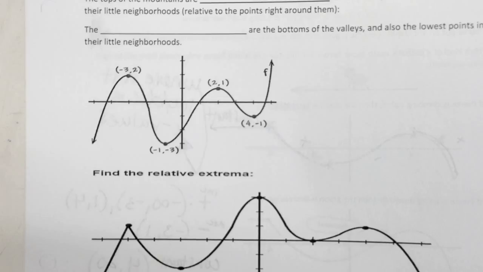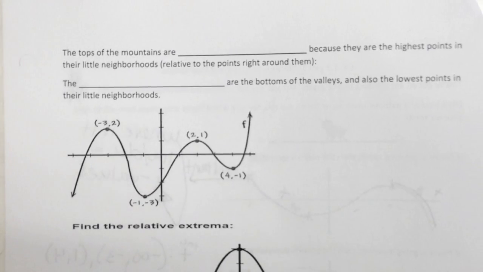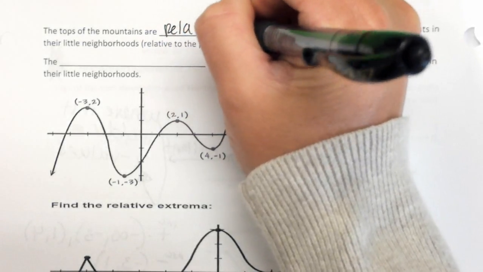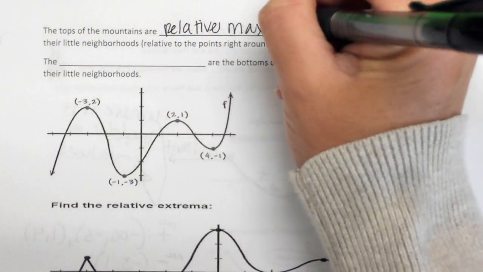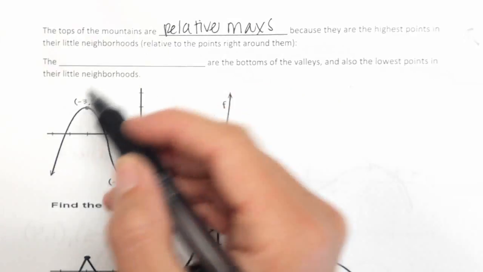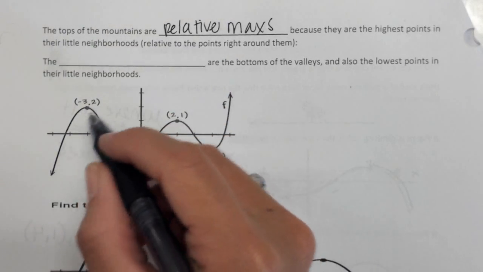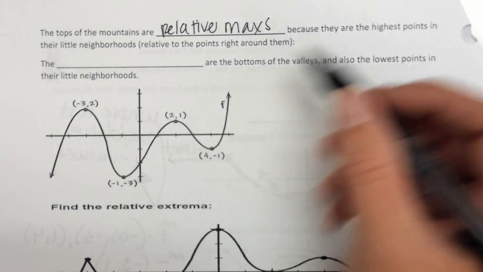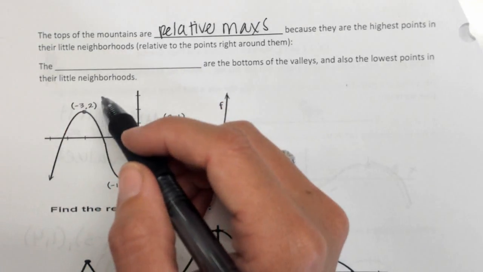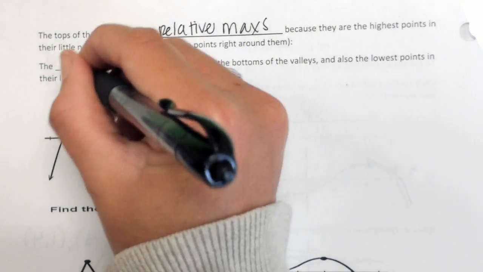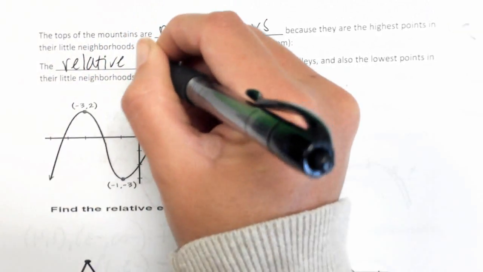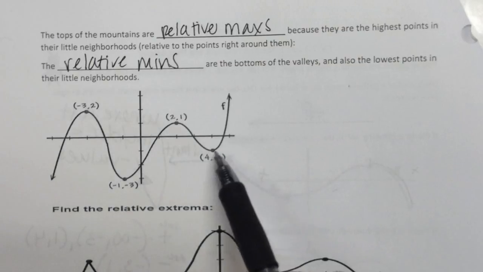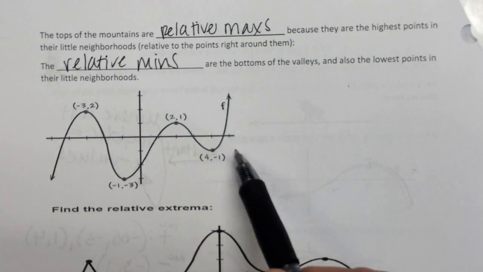Alright. So we've talked about increasing, decreasing. Next we're going to talk about relative mins and maximums. Relative maxes are the tops of the mountains. So think about if you were walking on this, the tops of the mountains would be right here, correct? Those are relative maxes because they're the highest points in their little neighborhoods, so relative to points around them. The relative minimums, and I'll put relative mins, are the bottoms of the valleys. So that would be these two. They're the lowest point in their area.